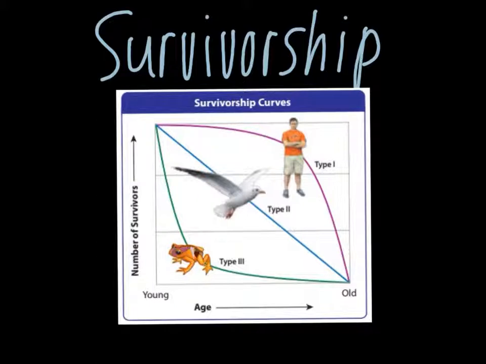Age doesn't really help protect them at all. They're not necessarily more vulnerable when they're young, but they're not necessarily more vulnerable when they're old either. So they see a nice type 2 type of a linear line here. Then the last one is type 3.